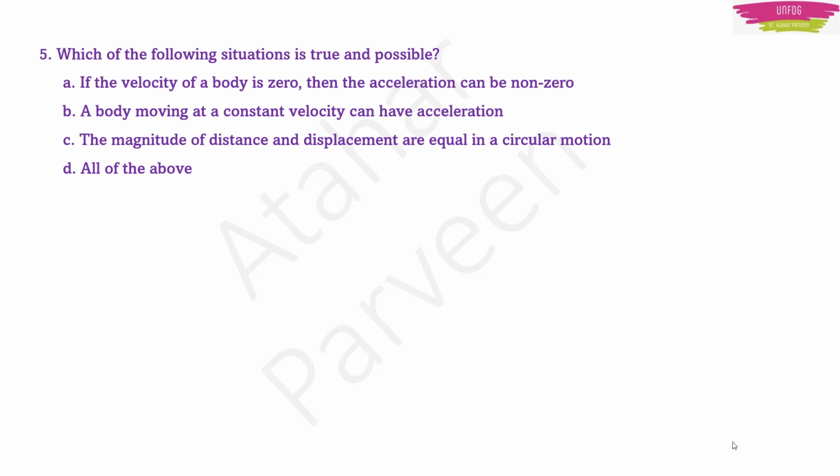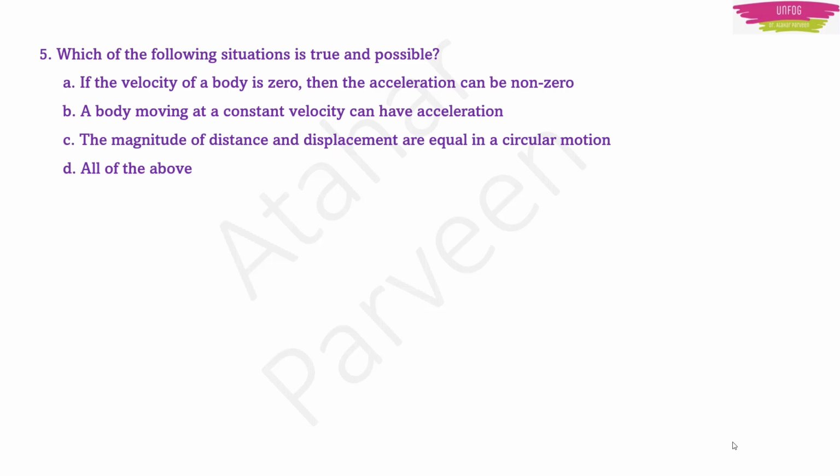According to me, if I go from below, option C, the magnitude of distance and displacement are equal in a circular motion. This is absolutely wrong and it is not possible. Imagine we discussed question number 3, right? In a circle, if the body moves half of the circle, then the displacement is 2r. Then what will be the distance? Distance will be half of the circumference of the circle. And they are not going to be equal, right? So this is absolutely wrong.